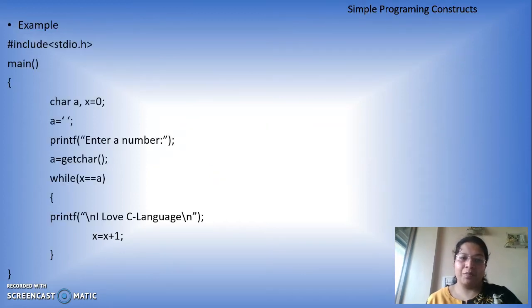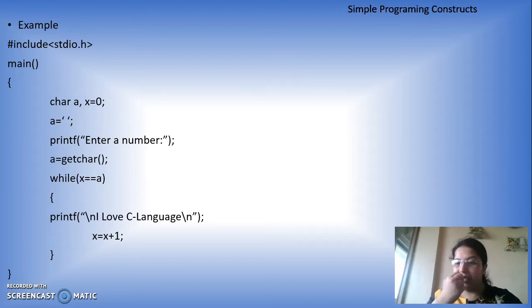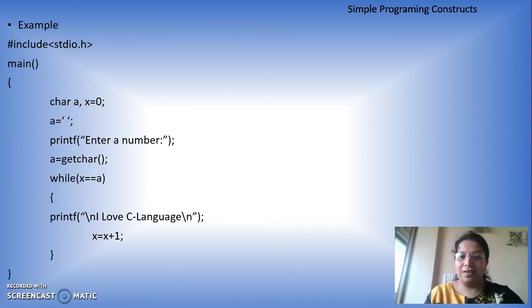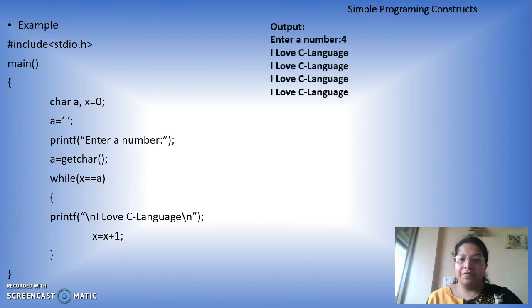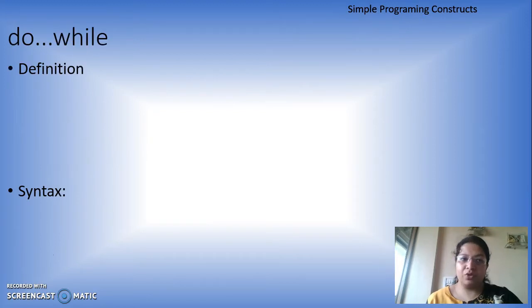This is an example for the while loop. We have main, character a, x=0, where we enter a number and it checks if x is equal to a, that is, it will display the message as many times as the user enters the number. I love C language. Output is: enter a number. For example, the user enters 4. It will display I love C language 4 times.